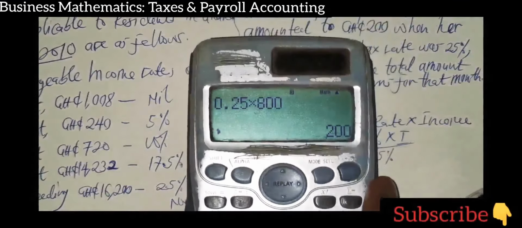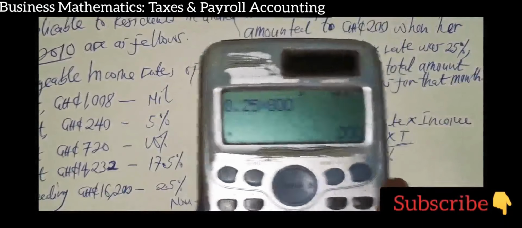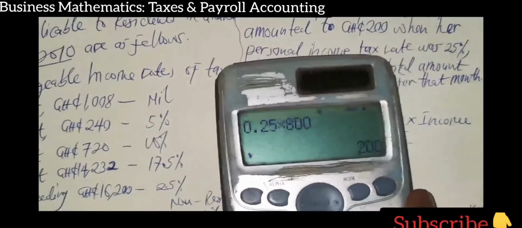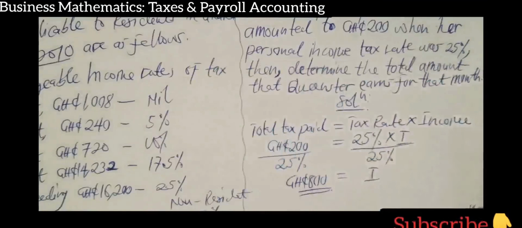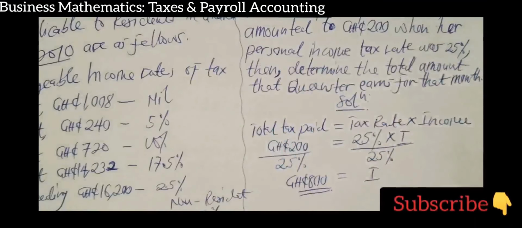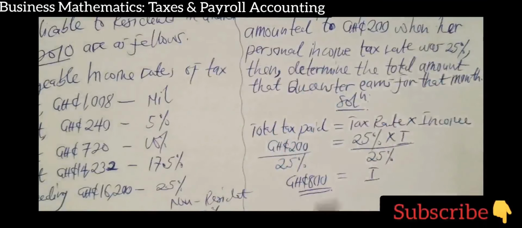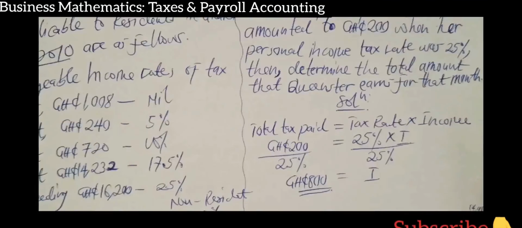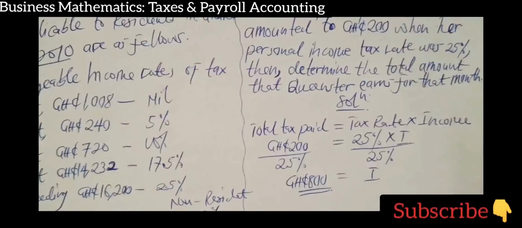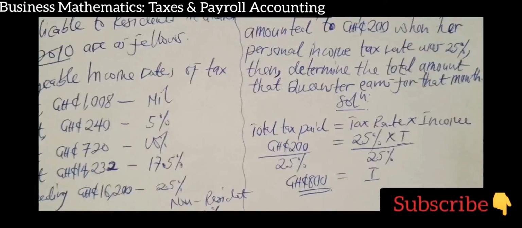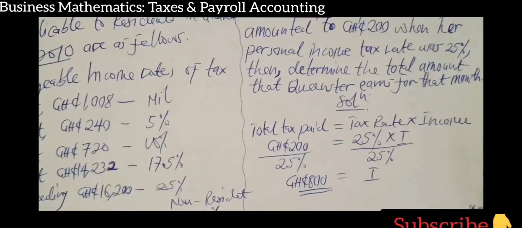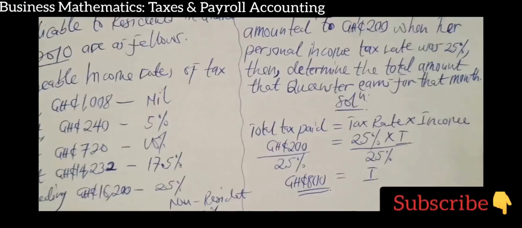So I hope you all can see. Just 25% of the 800 gives the 200 as the tax that she paid in this question. So that is how we also go about income tax where we are given a flat rate. Anytime you are given a flat rate, just multiply the flat rate by the income, then you get the tax you're going to pay to the authorities concerned.